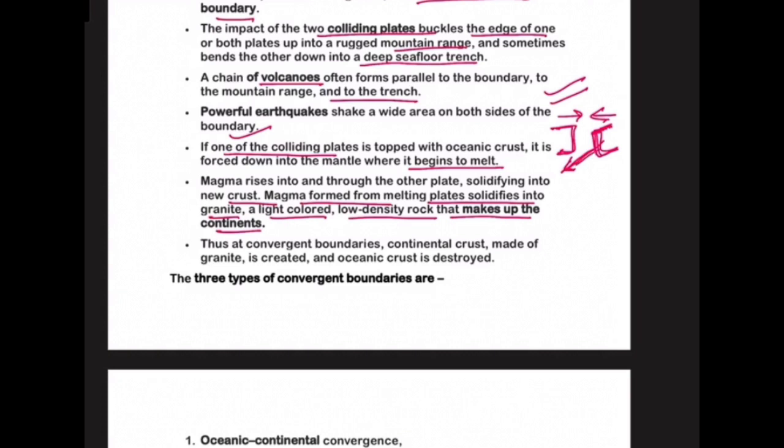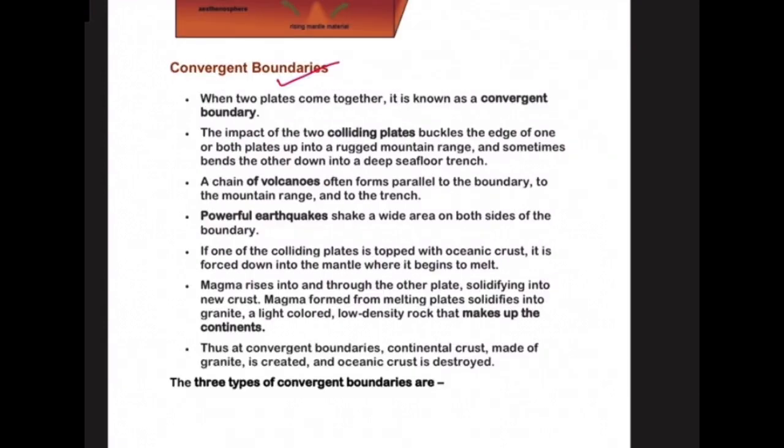Okay, and when this plate moves in a downward direction, mainly volcanic eruption will take place, forming a mountain range over here. And this mountain range is known as archipelago. Hope you know this term. Okay, when two plates come together, it is known as convergent boundary.